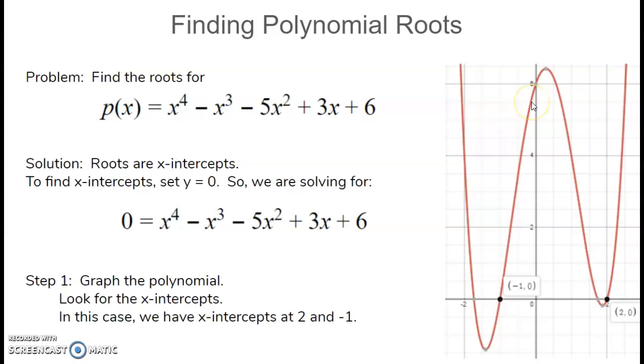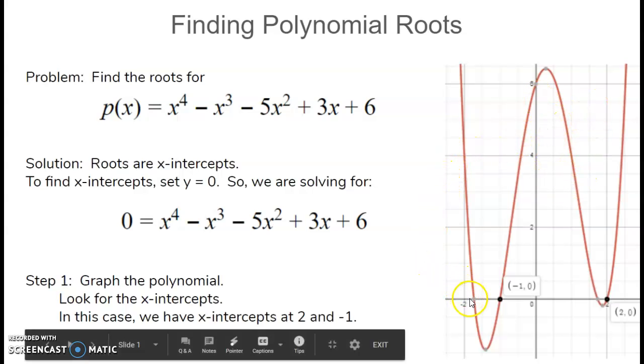So I did that over here using decimals.com, and I can see it's an x to the fourth. It's got a W shape. Because of that, it should have 4 intercepts. It looks like we're going to have 4 real ones. 2 of them are clearly labeled at 2, 0 and -1, 0. And the other ones look like they're going to be decimals. This is going up by a half, by the way.